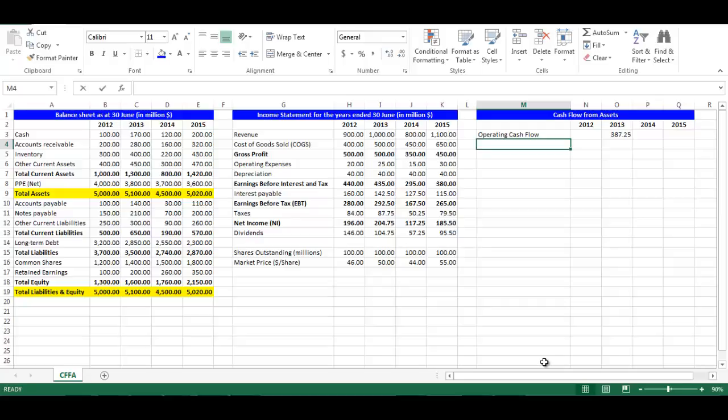In cell M4, write net capital spending. Net capital spending is calculated as ending net property, plant, and equipment, minus beginning net property, plant, and equipment, plus depreciation.